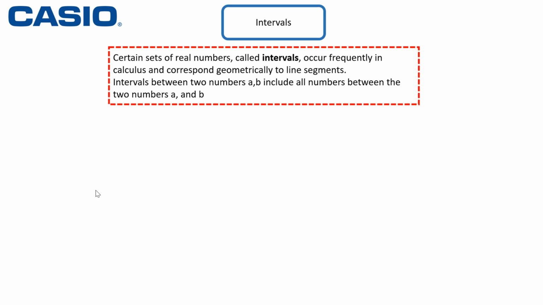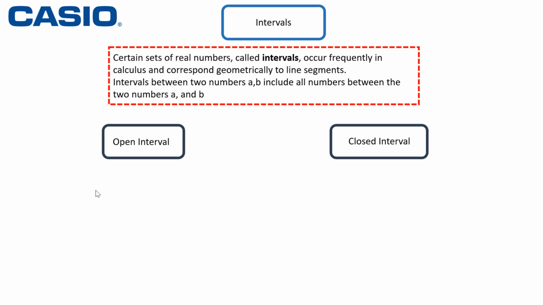Intervals. What are intervals? Certain sets of real numbers called intervals occur frequently in calculus and correspond geometrically to line segments. Intervals between 2 points A and B include all numbers between the two numbers A and B.